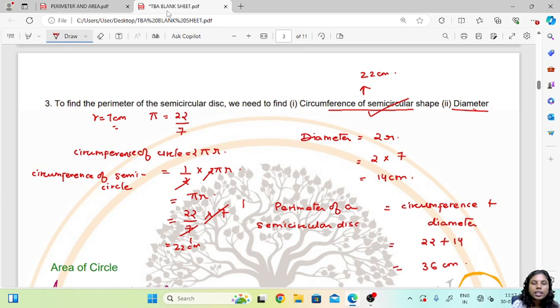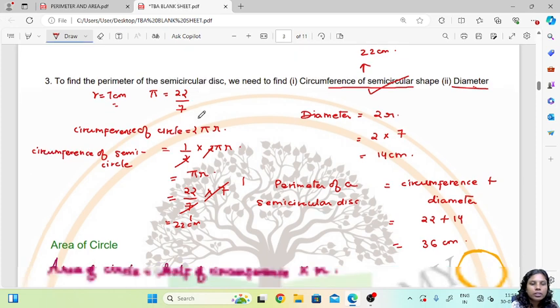So if we are asked in any problem to find perimeter, what we need is the circumference plus the diameter. To find the circumference of a semicircle, we have to just add the half part to the formula. So we get pi r as the circumference for a semicircle.